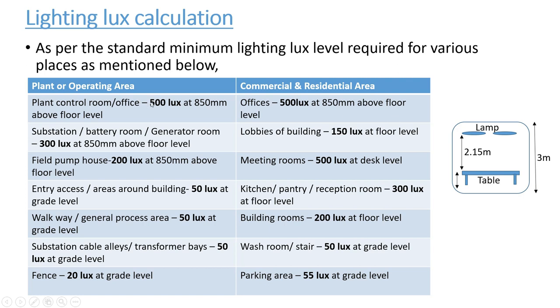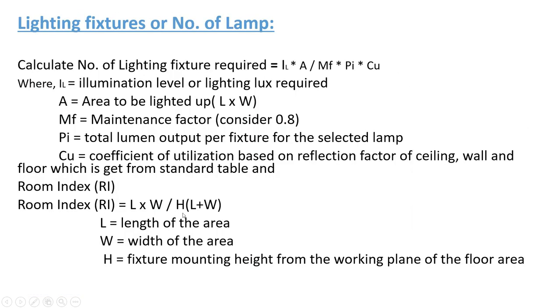For example, if we consider a lamp for the plant area, 500 lux at 850 mm. This table is our working area, so it is elevated from the ground by 850 mm. We need to subtract this 850 mm from the total height, so the remaining height is 2.15 meters. We need to consider this height as H in the formula.